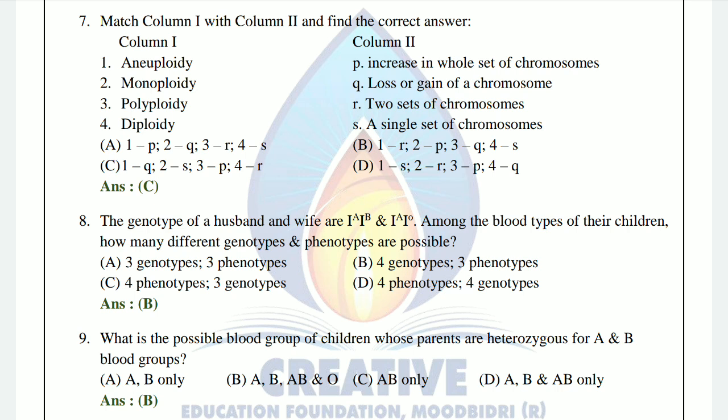Question 8, the genotypes of husband and wife are IA IB and IA IO. Among the blood types of their children, how many different genotypes and phenotypes are possible? The correct option is B, that is 4 genotypes and 3 phenotypes. Ninth question, what are the possible blood groups of children whose parents are heterozygous for A and B blood groups? The correct answer is B, that is A, B, AB and O.